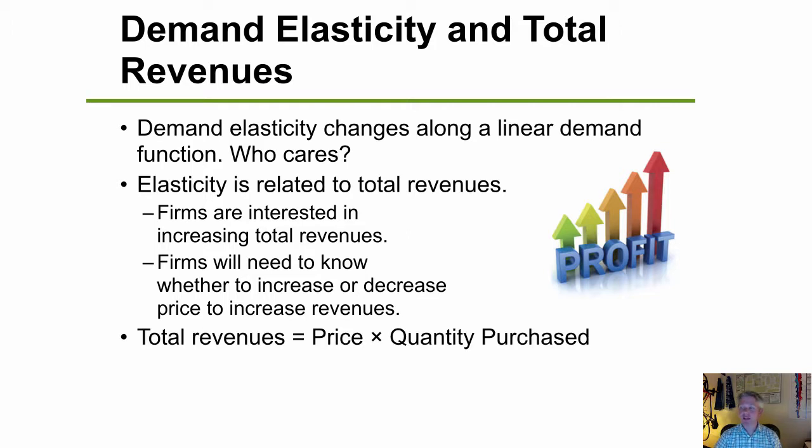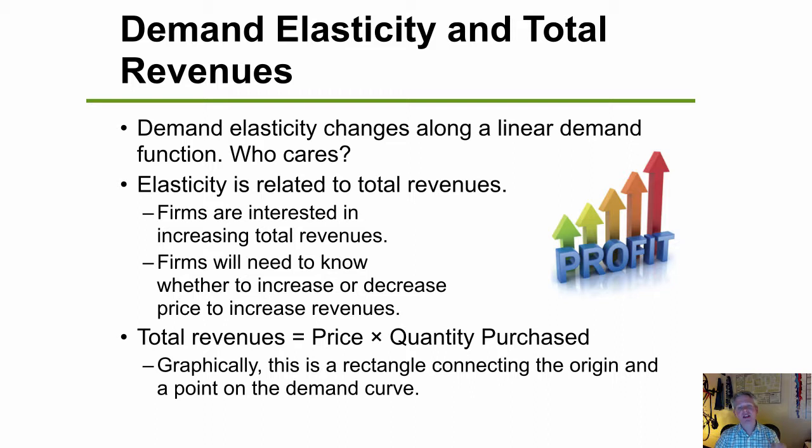Total revenue equals price times quantity. Graphically, this is the rectangle connecting the origin and a point on the demand curve. You'll see it in the graph there. But what we'll see is that there'll be times when increasing the price will lead to a decrease in the quantity purchased, and that will make total revenues go in one direction. It depends on the elasticity. It depends on whether the increase here is bigger than the decrease here in terms of percent change, and that's exactly what elasticity is.